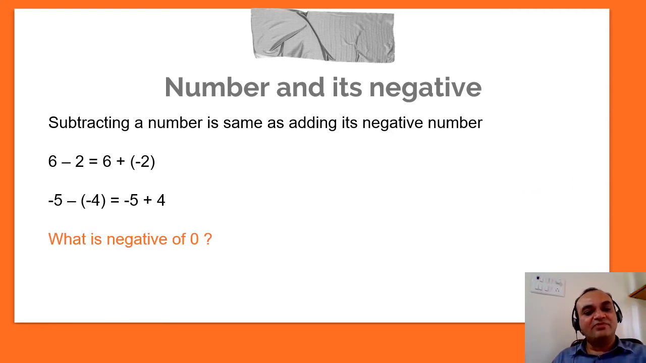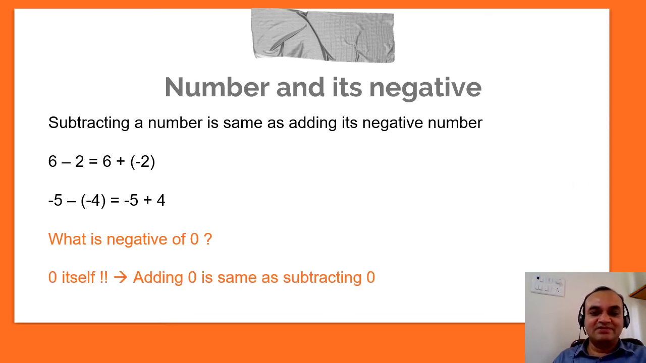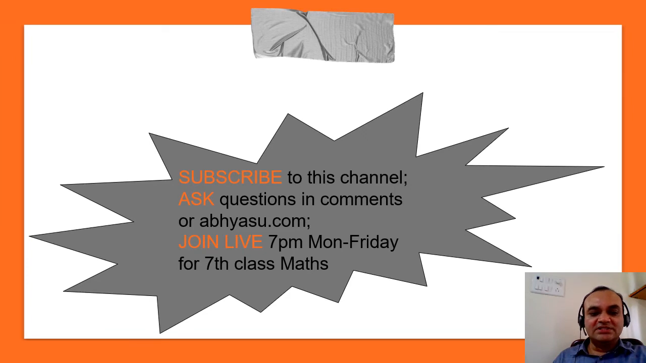And by the way, what is the negative of 0? It's 0 itself. So adding 0 is the same as subtracting 0, which in both cases the number remains unchanged. So with that we have covered subtraction, addition, and what is the negative of a number. So let's pause here and recollect whatever we have learned so far.